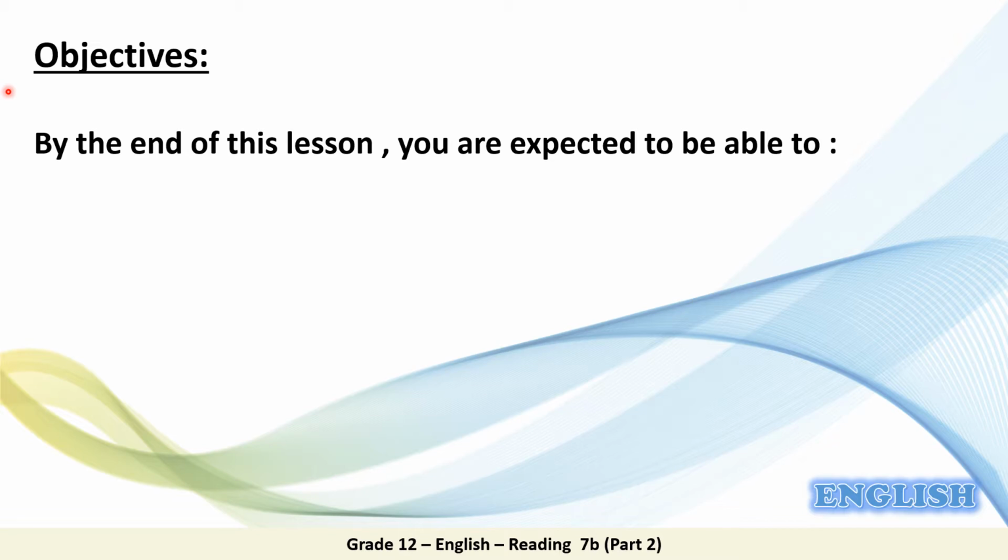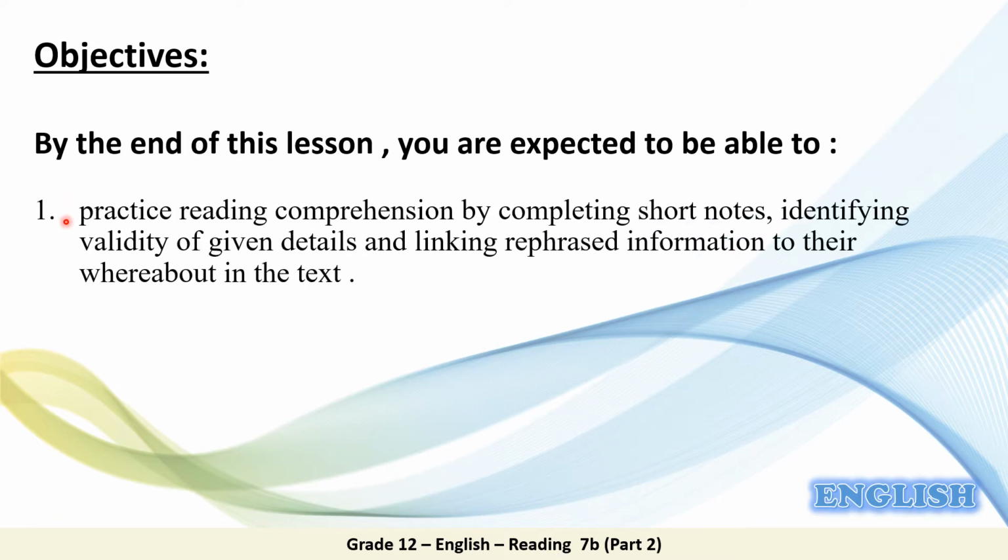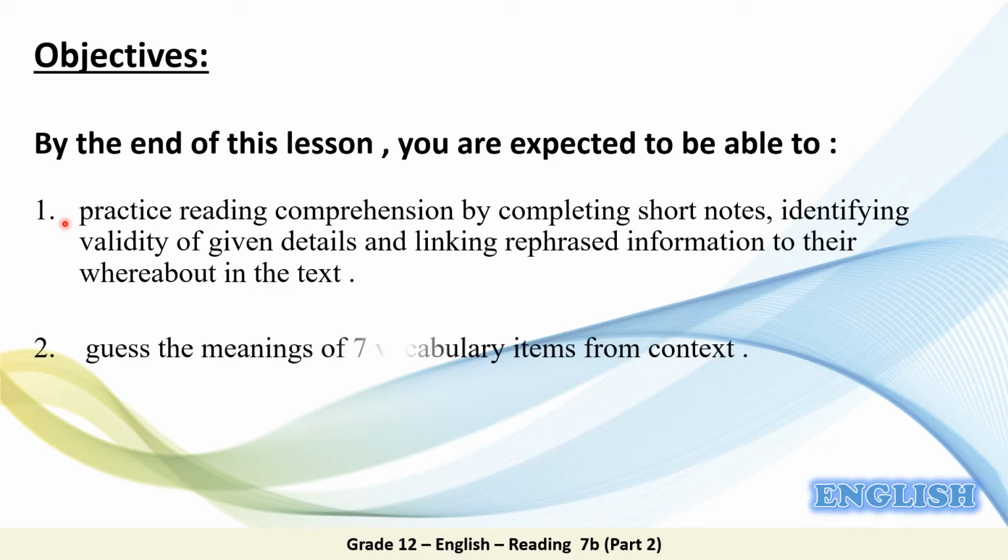There are two objectives to consider for today's lesson. By the end of this lesson, you're expected to be able to practice reading comprehension by completing short notes, identifying validity of given details, and linking rephrased information in their whereabouts in the text. And you're expected to be able to guess the meaning of 7 vocabulary items from context.